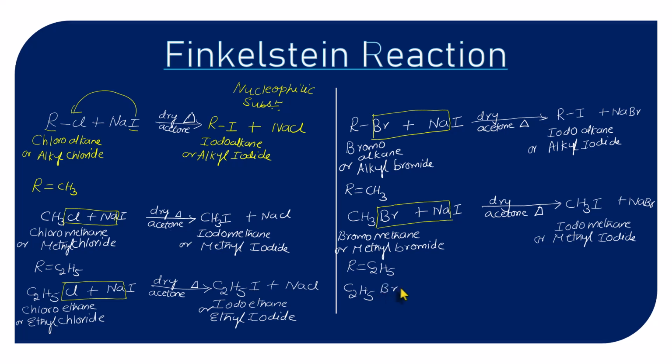C2H5Br, which is our bromoethane, is treated with sodium iodide. Now what happens during this process? Nucleophilic substitution reaction occurs by SN2 reaction mechanism, wherein the iodide of the sodium iodide displaces the bromide from the ethyl group.